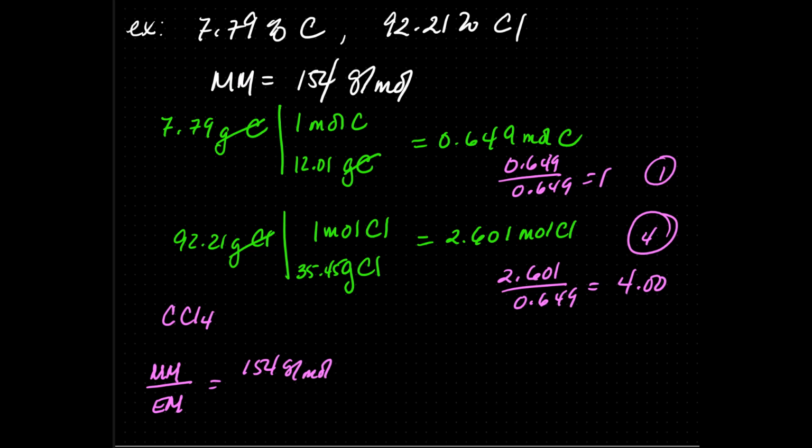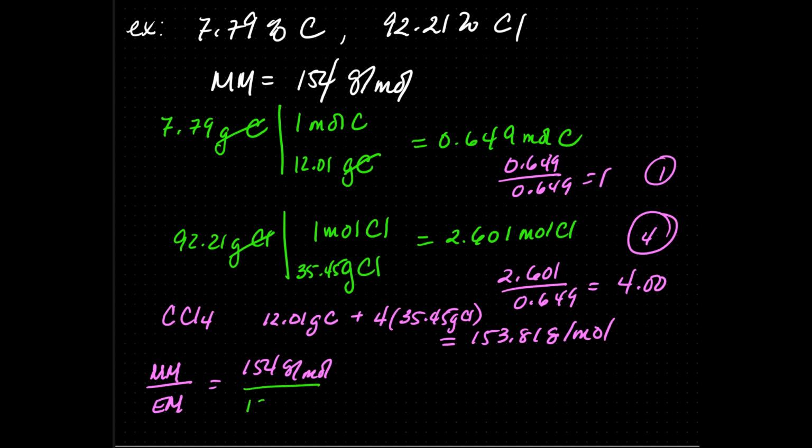To find CCl4 molar mass, there is 1 carbon, which is 12.01 grams off the periodic table, plus there's 4 chlorines, so 4 times 35.45 grams of chlorine. This equals 153.81 grams per mole. This is the mass of the empirical formula. So the molecular formula mass was 154 grams per mole divided by 153.81 grams per mole. The ratio is approximately 1.